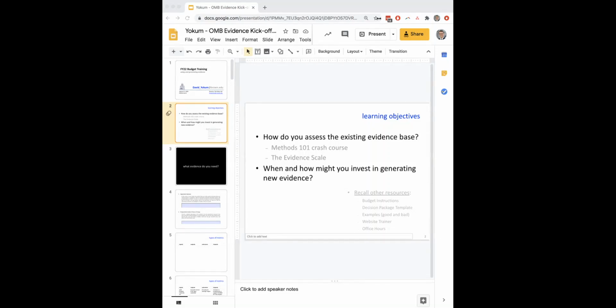but let me swing yet again, which hopefully you can see a learning objective slide where I've said a couple of times now, mostly on mute, that we're going to spend some time on how to assess the existing evidence base, but also spend some time on when and how you might want to invest in generating new evidence when it's not at your disposal.